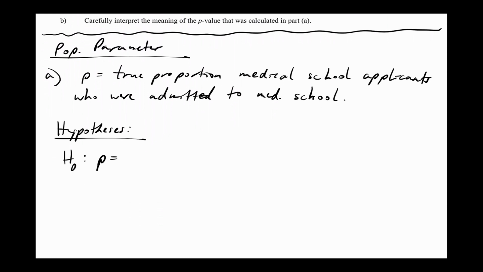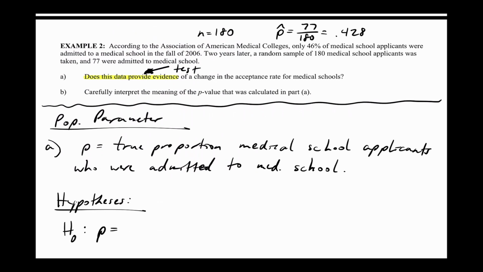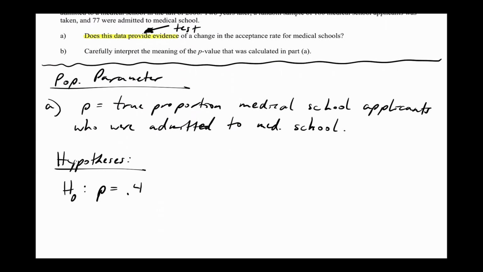P equals. So let's go back to the question. What is the claim? What are we testing? We're testing to see if there's a change in the acceptance rate. So that was the previous, right? We're trying to test whether it's changed. That guy is changed, right? So the claim is 46%.